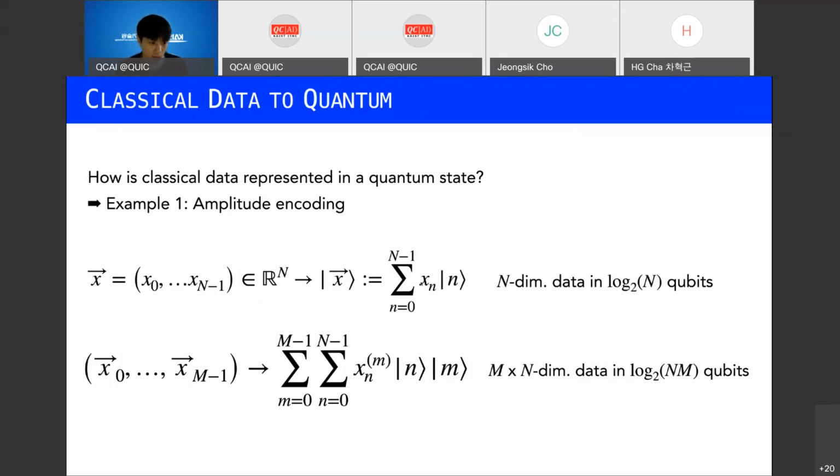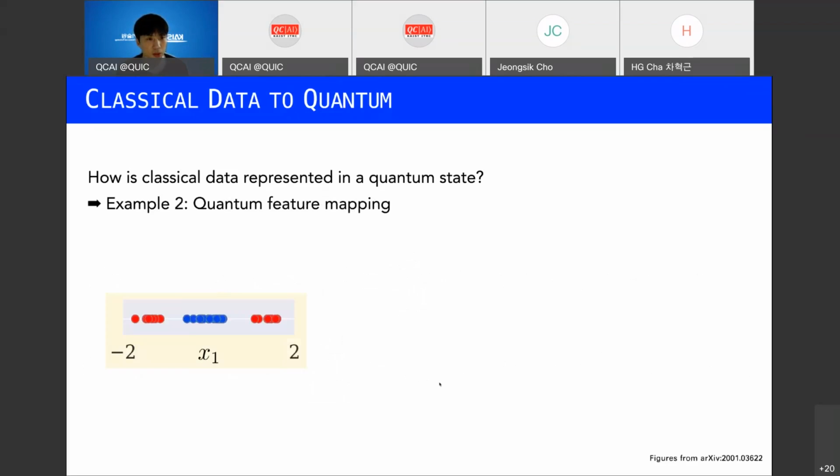Okay, and now let's say we have more than one vector. So let's say we have m vectors, and each vector is an n-dimensional vector. Then we can use log n times m qubits and write this as a probability amplitude of log n times m qubits. Okay, so this is one way of representing classical data as a quantum state.